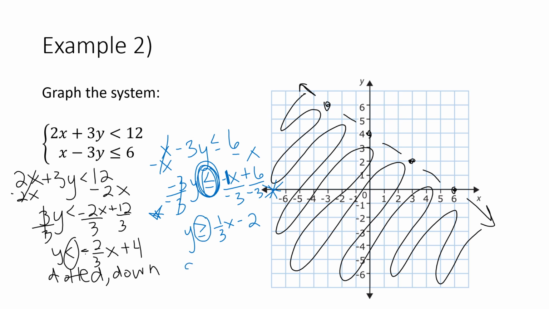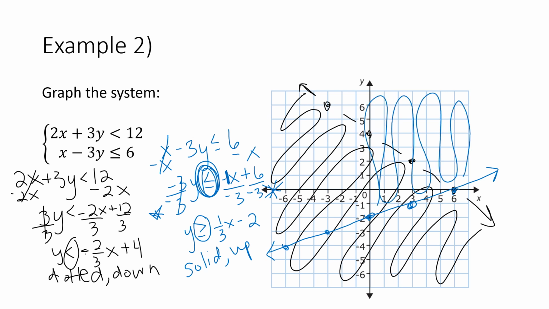So when we draw this, we're going to make sure that we use a solid line, and we're going to shade up. So we'll graph this line starting at -2, and then we're going to rise 1, run 3. Rise 1, run 3. When we run out of room, we'll go back the opposite way. Down 1, back 3. Here we have a solid line, and we're going to include the points on the line as well as any point above the line.